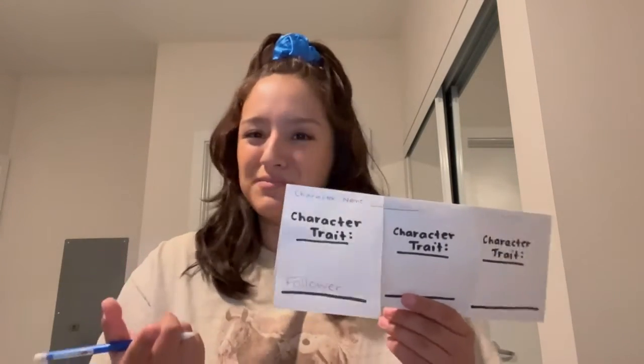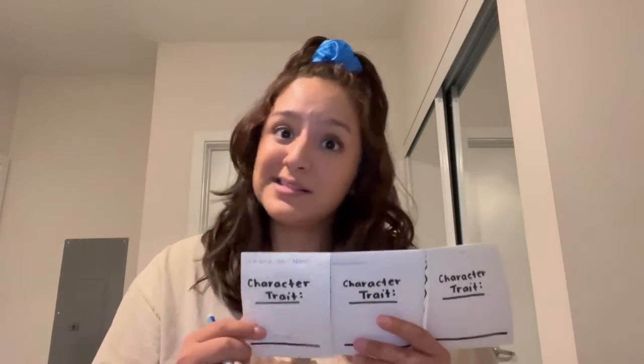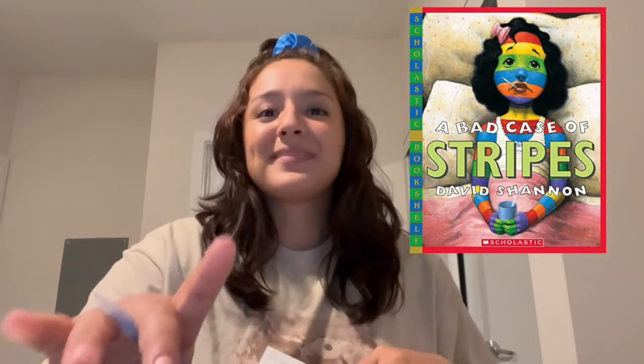Then I need to ask myself, how do I know Camilla is a follower? Well, I know Camilla doesn't eat lima beans because her friends hate them. Now inside of my foldable, I'm going to write down a quote that helps prove that Camilla is a follower. So if I look inside my book, this is where I would be projecting the book, and I would open it. There we go. I see a quote that says how Camilla dislikes lima beans because everyone else dislikes them.